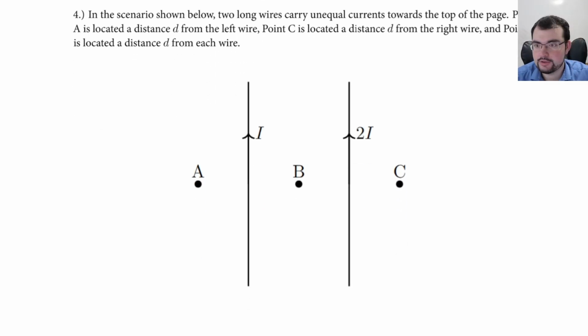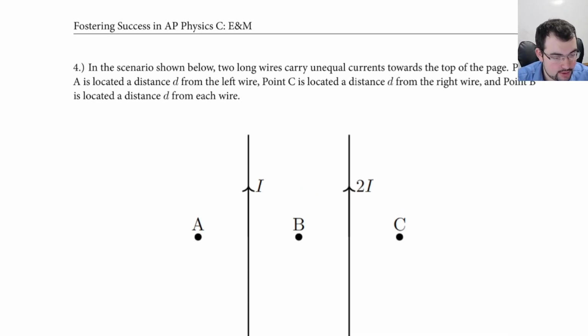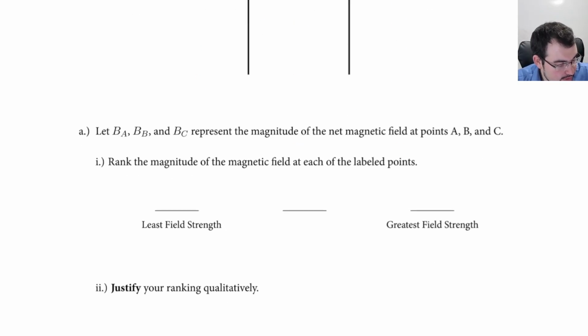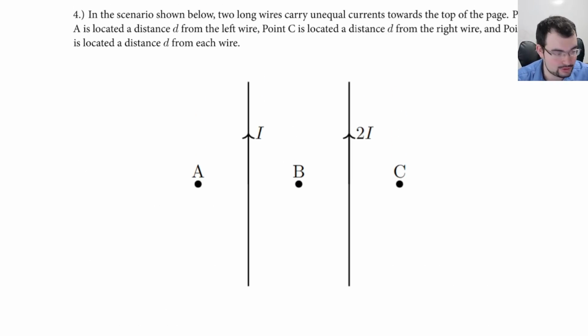All right, so now we're going to do some superposition with wires and do a nice little ranking. So we got 2 long wires, and all these points are a distance d from the nearest wire. So for example, this distance is d, this distance is d, this distance is d, and so on. It'll just make it easier for us to count distances that way. And we're going to rank the B field at each of these 3 points. Then we're going to derive an expression, make sure everything's all consistent and as expected, you know the drill.